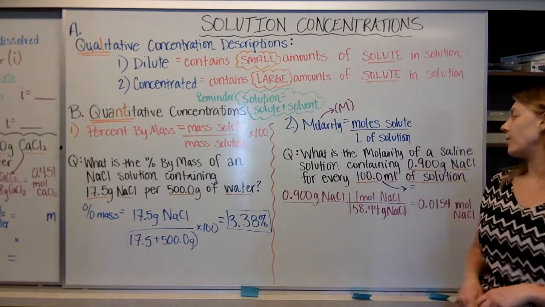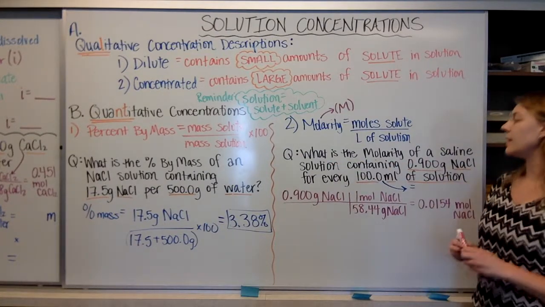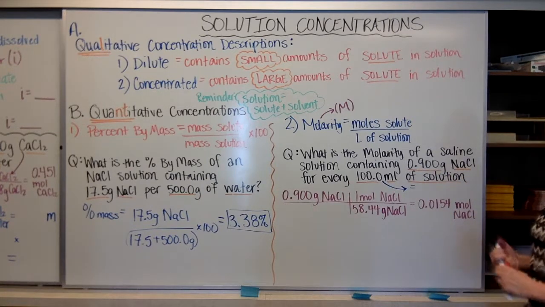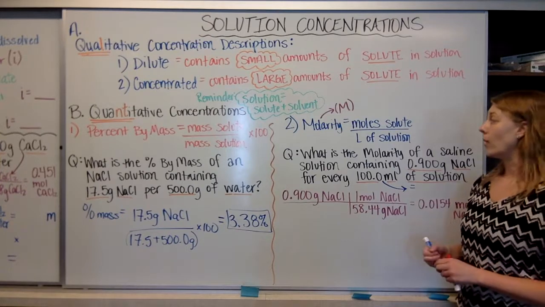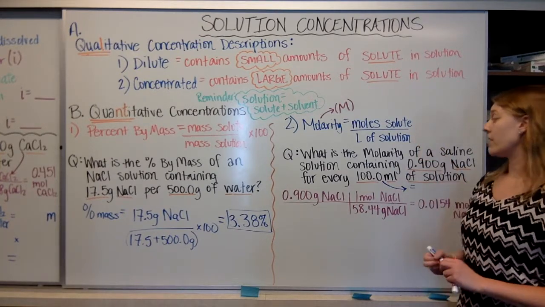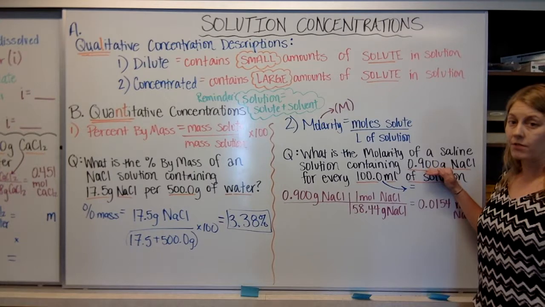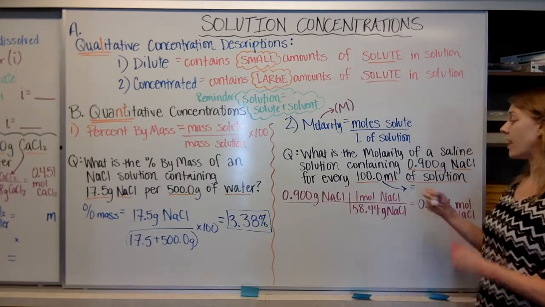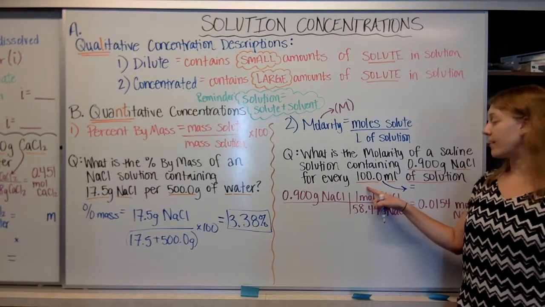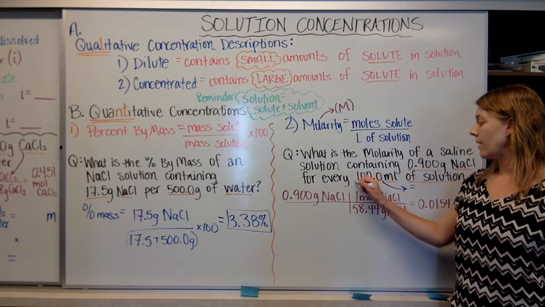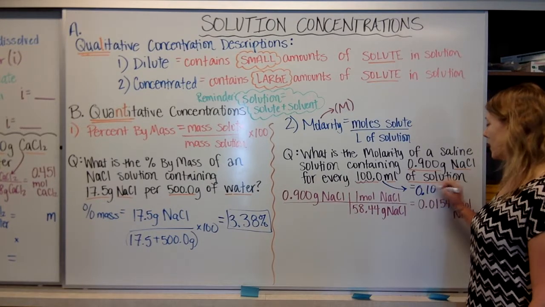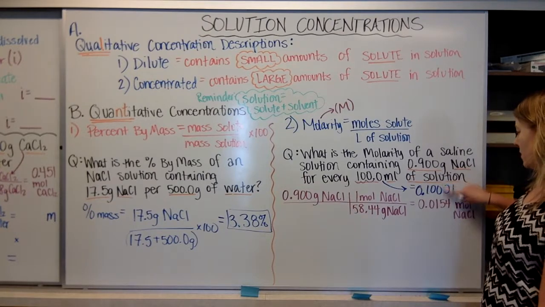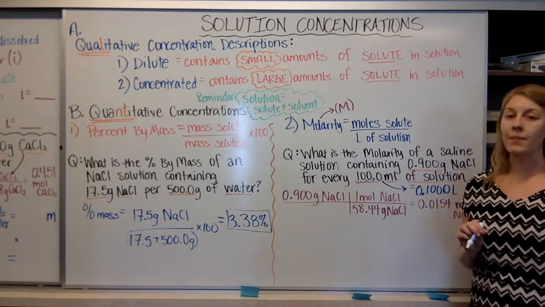So the question here: what is the molarity of a saline solution containing 0.9 grams of NaCl for every 100 milliliters of solution? Well, we need moles of the solute over liters of the solution. We have grams of the solute and milliliters of the solution. Milliliters is an easy fix, right? We can just move the decimal 3 places to the left, and we get 0.1 liters. That's how many liters we have.